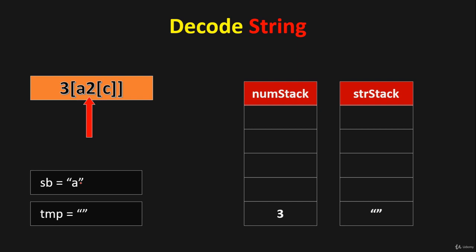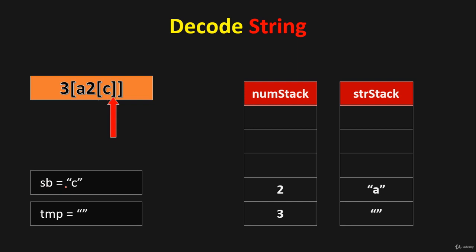Then let's move to the next character. The next character is 2. 2 is a digit, so let's insert 2 to our num stack. Now let's move to the next character. Next character is opening bracket. Whenever we find an opening bracket, what are we going to do? We're going to insert whatever we have at SB variable to string stack. So let's insert this A to this string stack, and let's set SB to empty string. Now let's move to the next character. Next character is C, so let's add C to our string builder.